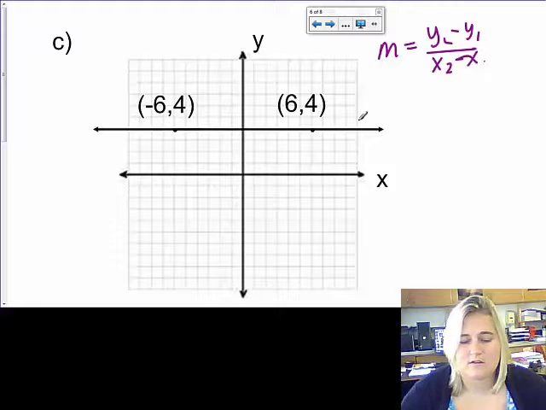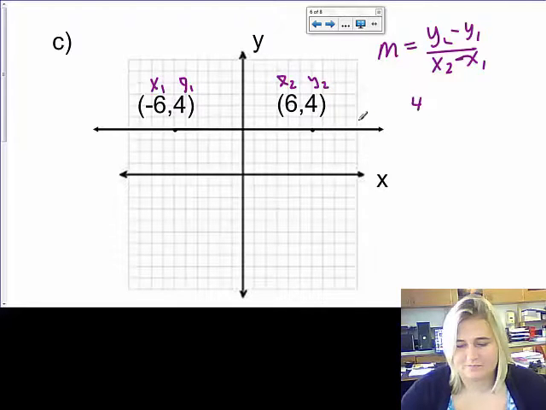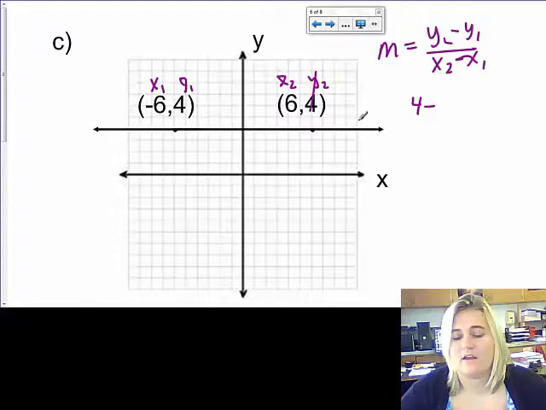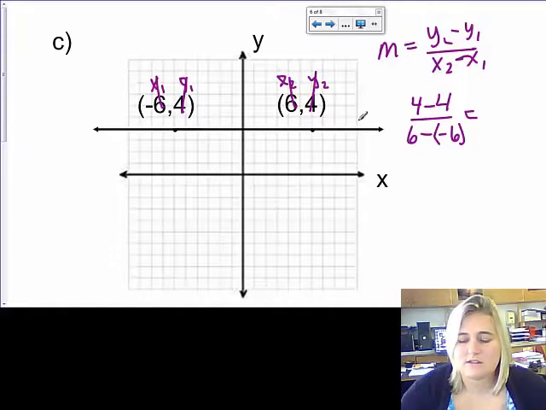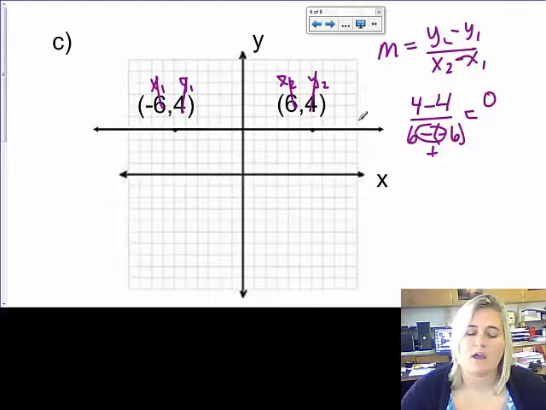I'm going to label x sub 1, y sub 1, so I know what I'm plugging in, and x sub 2, y sub 2. So instead of y sub 2, I'm going to plug in 4, minus y sub 1, which is also 4, over x sub 2, which is 6, minus x sub 1, which is negative 6. So I have 4 minus 4, which is going to give me a 0. And then 6 minus a negative gives me a positive 6. So 6 plus 6 gives me 12. And 0 divided by 12 is 0.